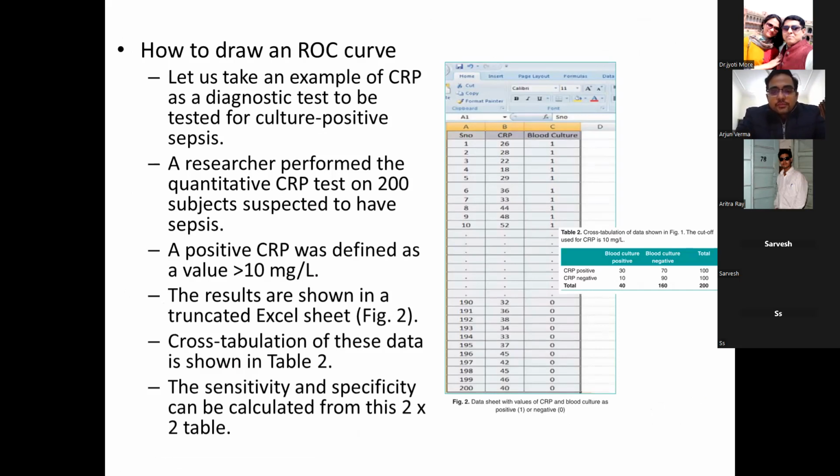Please go back to the previous slide. Jyoti, please go back to previous slides. You're jumping the slides. Yeah, hold on this slide.